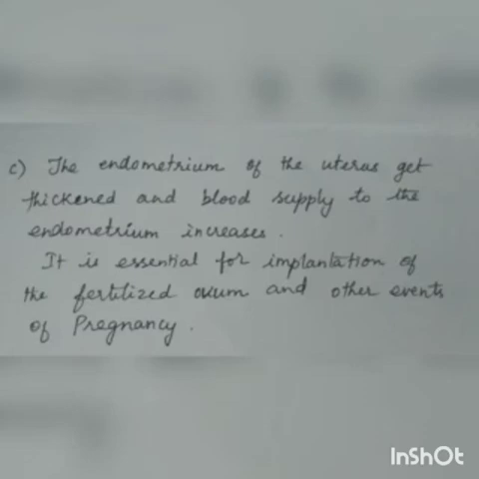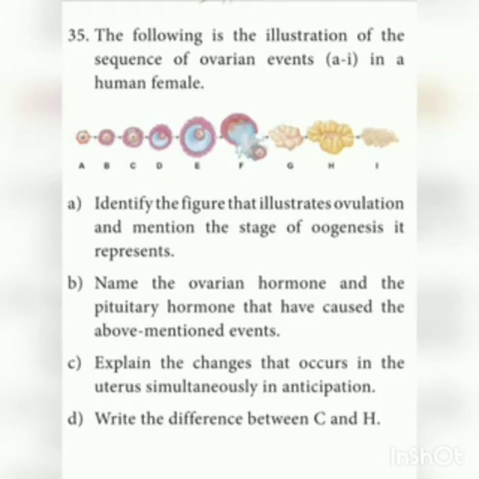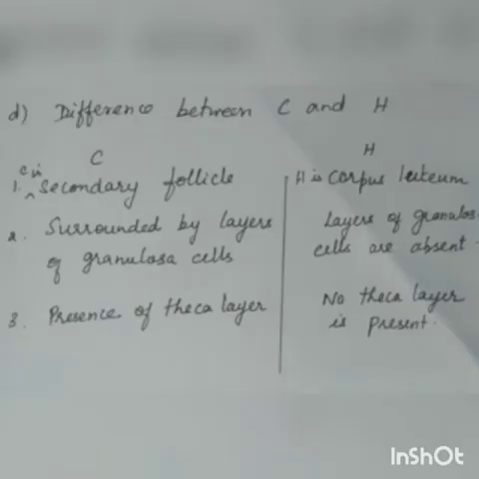Last question is the differences between C and H. C and H means in this diagram. So C, what is C? C is the secondary follicle and H is the corpus luteum. So write the difference between secondary follicle and the corpus luteum. They are asking indirectly.